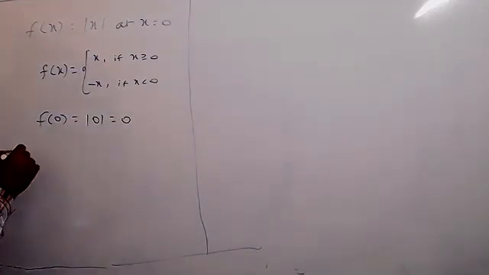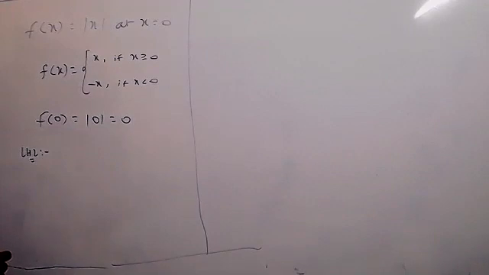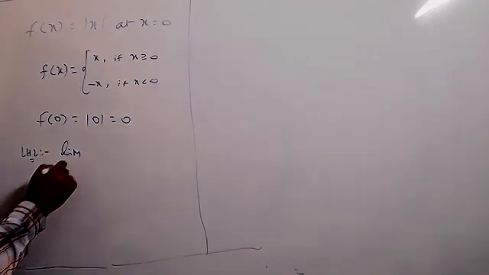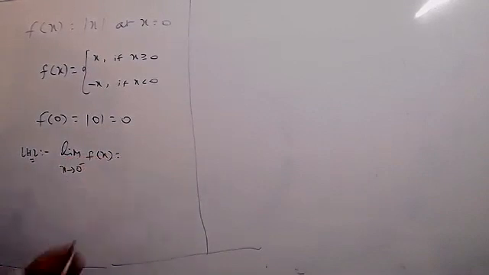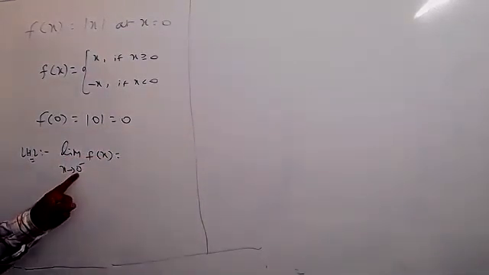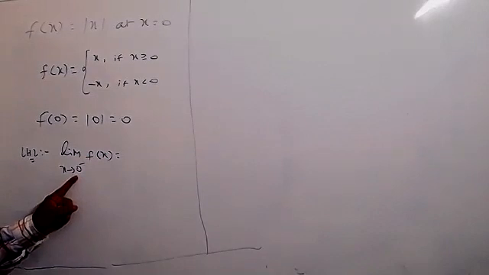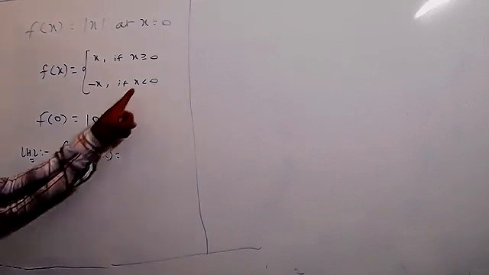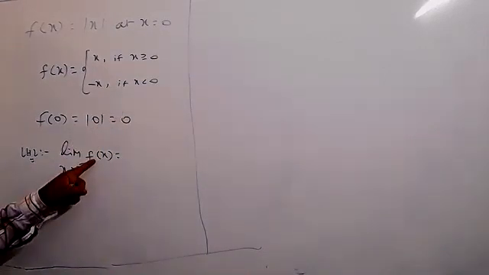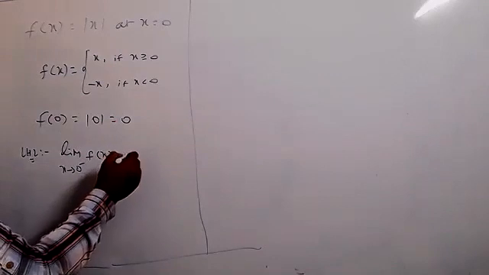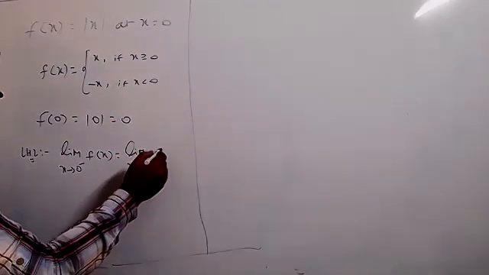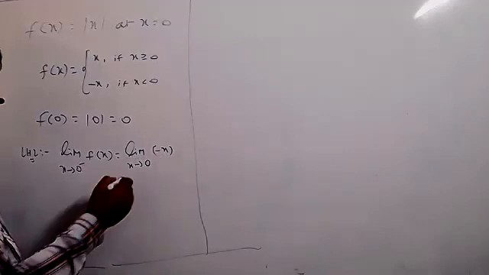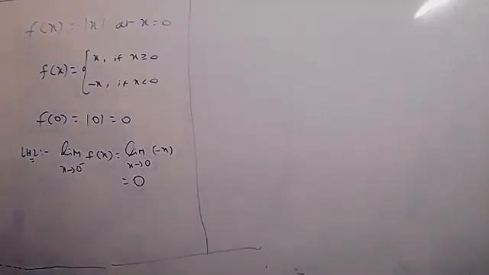Now find the LHL value. Limit x tends to 0 minus f of x. What is the meaning of 0 minus here? Less than 0. All the values of x are negative values. So the function equals minus x. So limit x tends to 0 minus of minus x is also equal to 0.